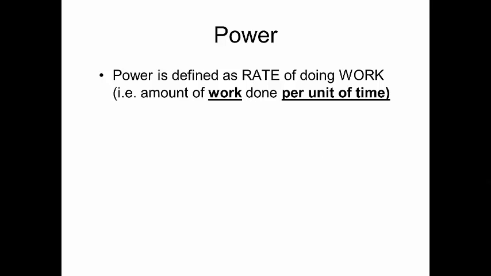ME204, Power and Efficiency. Power is defined as the rate of doing work. For example, it's the amount of work that's done per unit of time. We can write this in equation form as power, P, is equal to the work divided by a change in time.